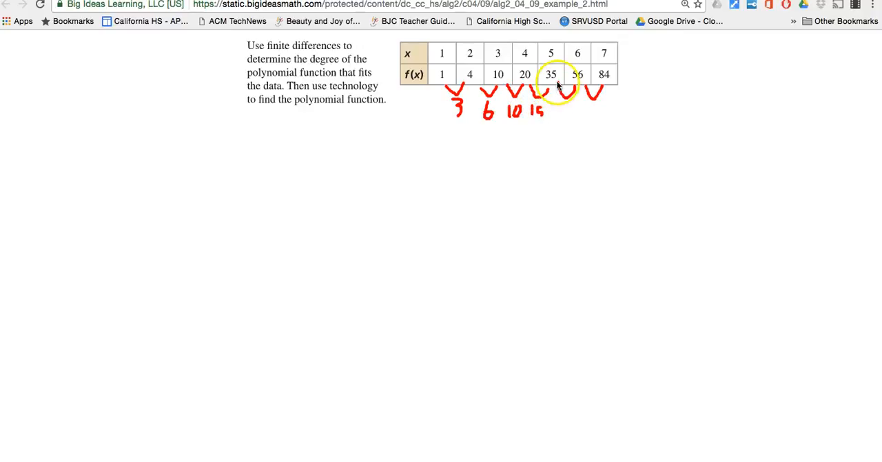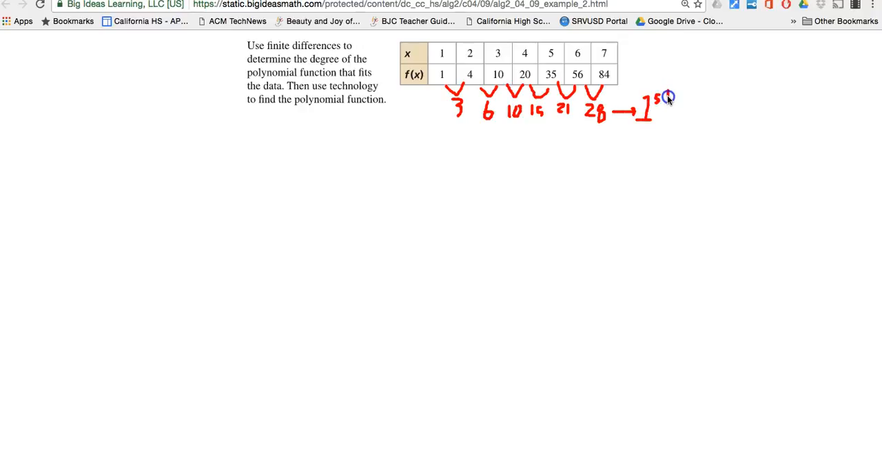The difference between 35 and 56 is 21. The difference between 56 and 84 is 28. This is called the first difference right here.